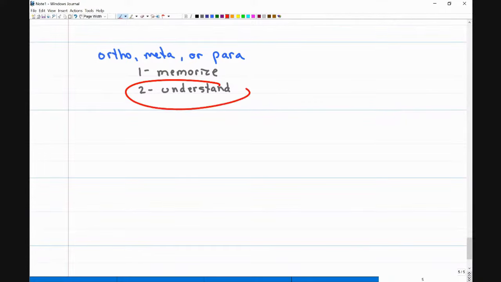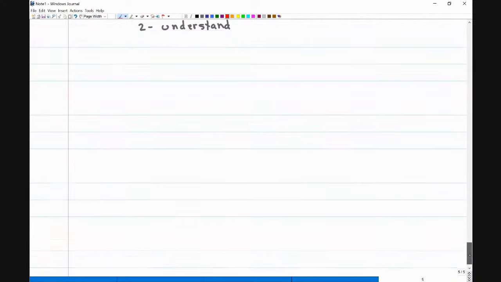Let's go with number 2. Let's go with understanding. And in order to do that, I want to draw out the sigma complex again, because this is the key to understanding what is going on. So I had used OH before. We'll use the OH again. And to simplify the reaction, I'm just going to show the Br2 with the FeBr3.